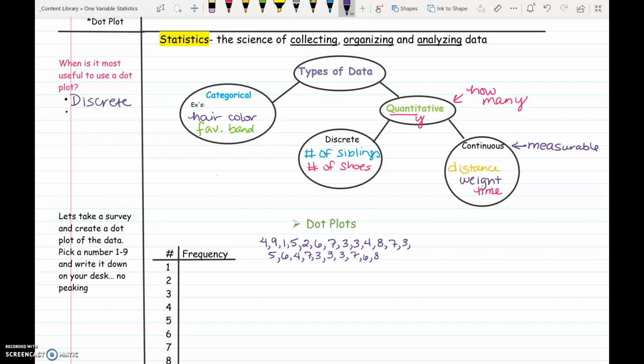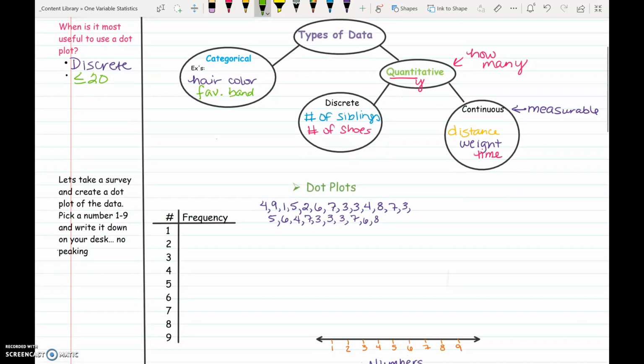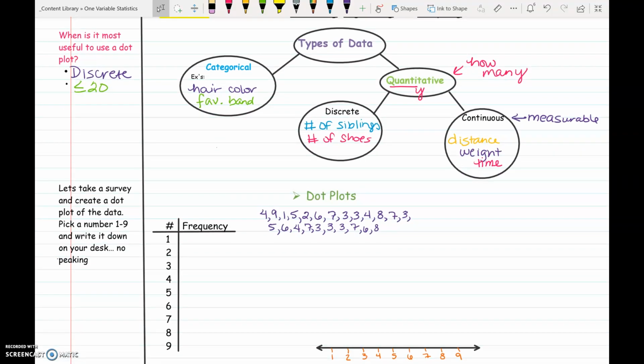Also, think about using a dot plot when you've done it in the past. It's really going to be very helpful if you have a smaller set of data. Think about it. If you've got a data set that has 50 or 100 inputs, oh my gosh, that is going to be totally obnoxious putting that on a dot plot. So we want a smaller set of data, usually less than or equal to 20 items or 20 people being surveyed.